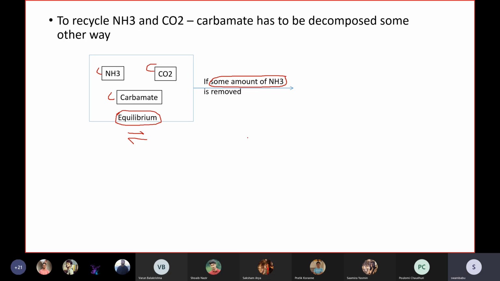I have an equilibrium mixture and I have disturbed the equilibrium. How have I disturbed it? I have removed some of the ammonia. What will happen? Please think about it. If I disturb the equilibrium, will the system again want to come back to the equilibrium state or not?